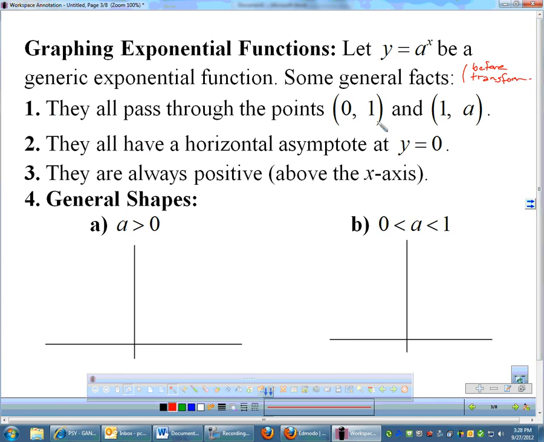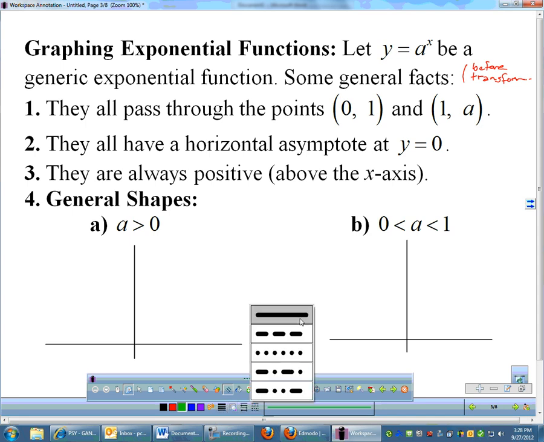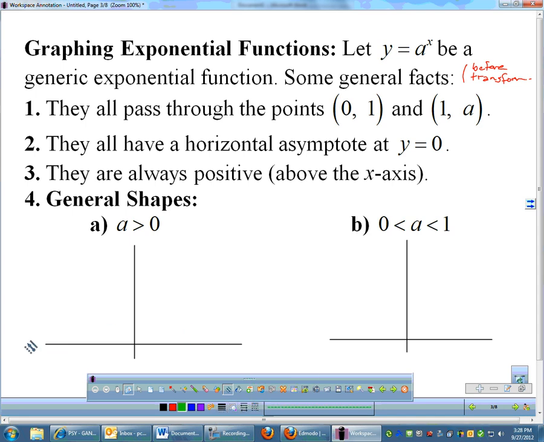But they all pass through the ordered pairs 0, 1, and 1, whatever the base is. They all have a horizontal asymptote on the x-axis. So when we graph them, before we do any kind of shifting or stretching or something, we will always have a horizontal asymptote right there on the x-axis.